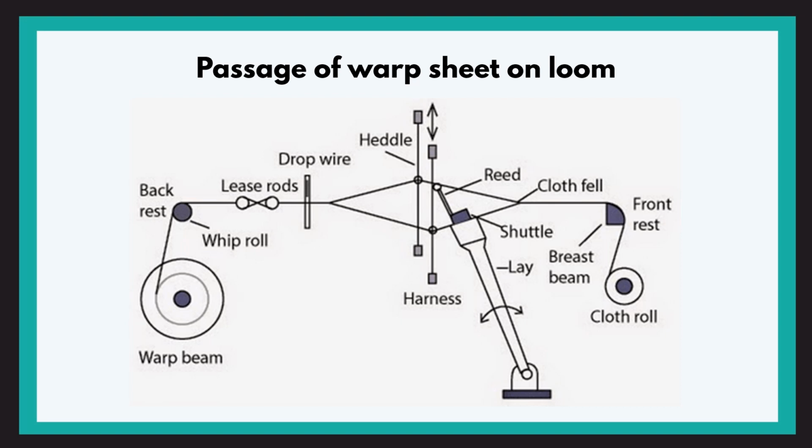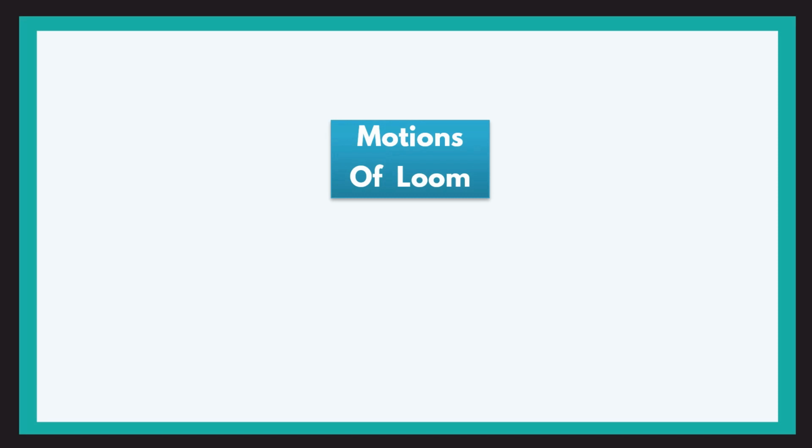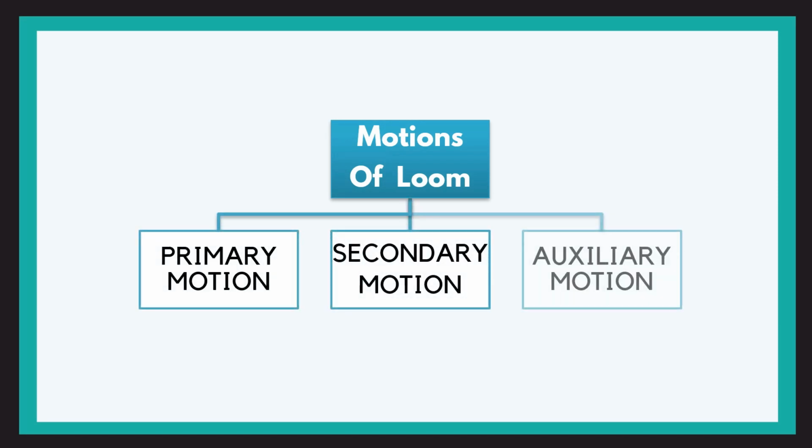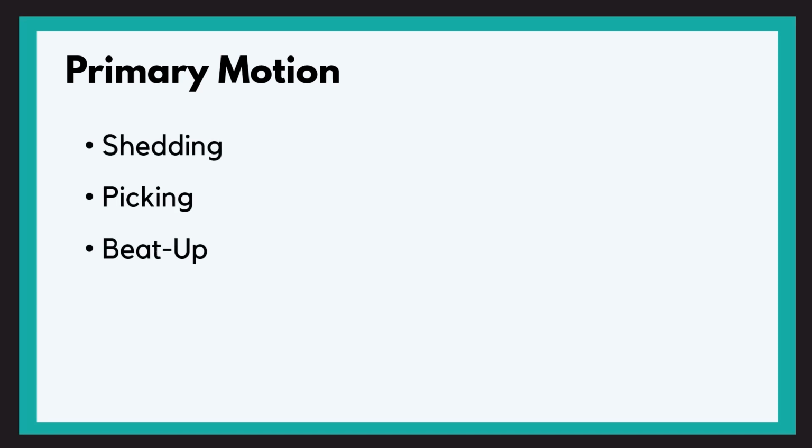For the weaving process, the loom undergoes a cycle, and this cycle consists of basic motions. The weaving motions can be classified as primary motions, secondary motions and auxiliary motions. The primary motions are the ones that are necessary for the working of the loom, and without them the manufacturing will not be possible. There are three primary motions: shedding, picking and beat up.